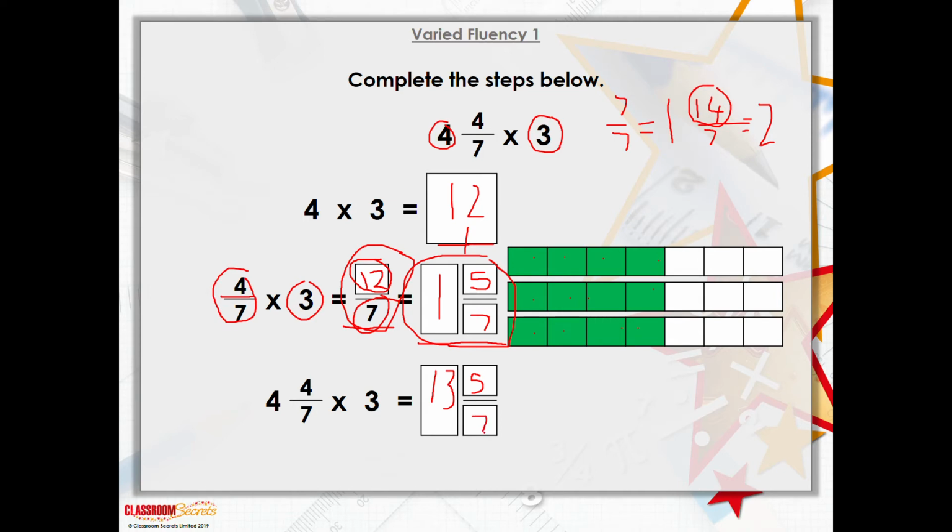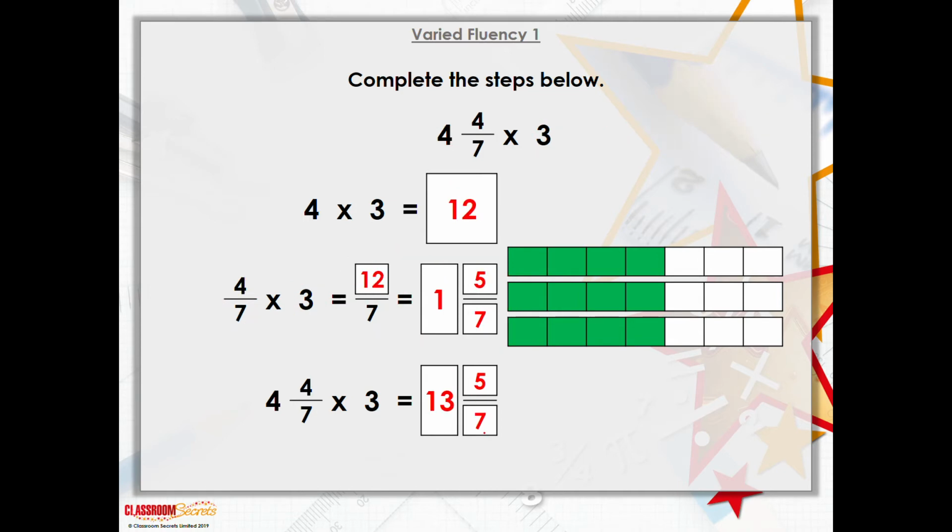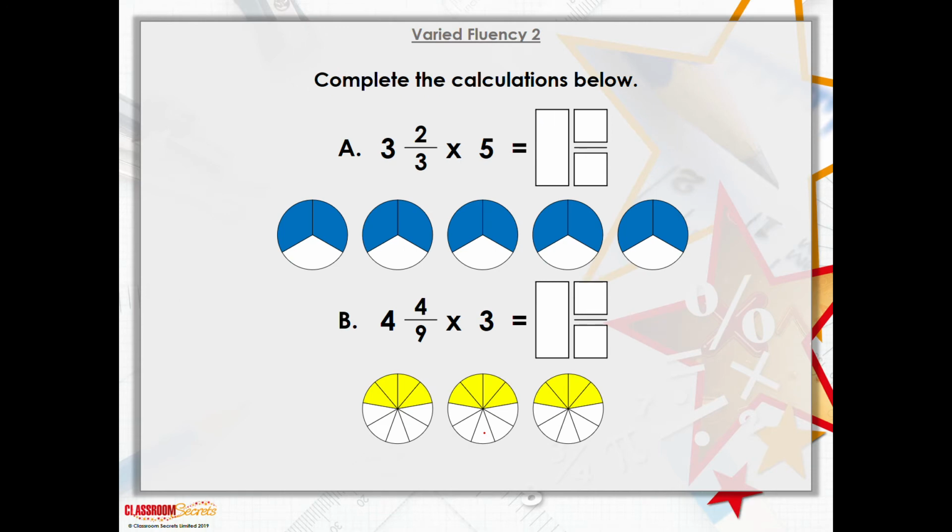Right, let's have a look at our next activity. Question number 2 is complete the calculations below. We have A and we have B. So let's look at A first. Like in the previous question, make sure you multiply your whole numbers first. 3 times by 5 is 15.